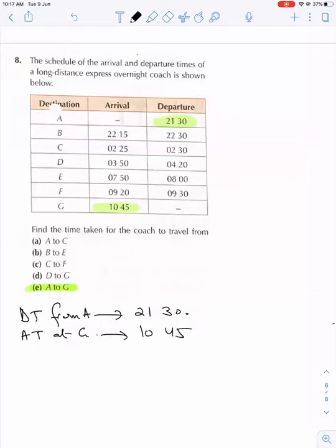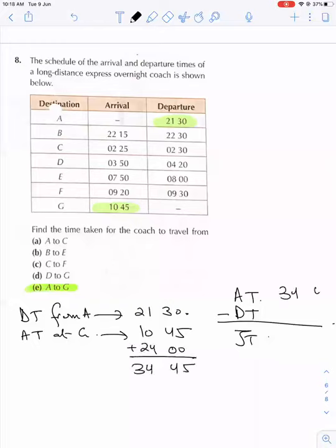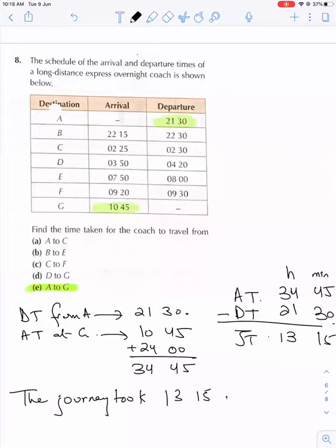You're supposed to subtract from the arrival time the departure time and you will get the journey time. Once again, if you notice the arrival time, the hours is less as compared to the departure time. That means the new day has started. You're going to add 24 to it and you'll be getting 34:45 here. So you will write 34:45 minus the departure time, which is 21:30. Subtract the two. This is hours, this is minutes. 45 minus 30 is 15. 34 minus 21 is 13. Okay, the journey took 13 hours and 15 minutes.